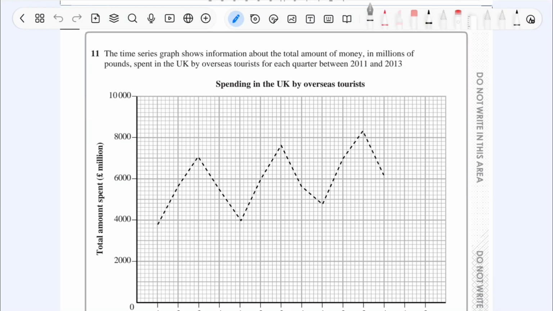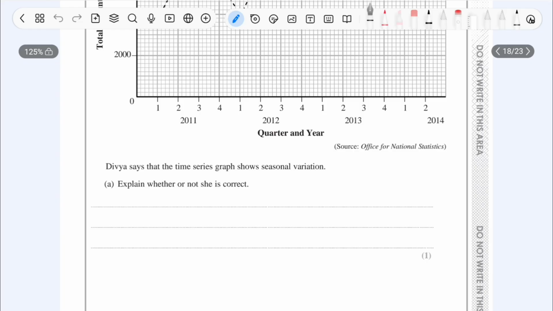Question 11 says that the time series graph shows information about the total amount of money in millions of pounds spent in the UK by overseas tourists for each quarter between 2011 and 2013. Divya says that the time series graph shows seasonal variation. Explain whether or not she is correct.